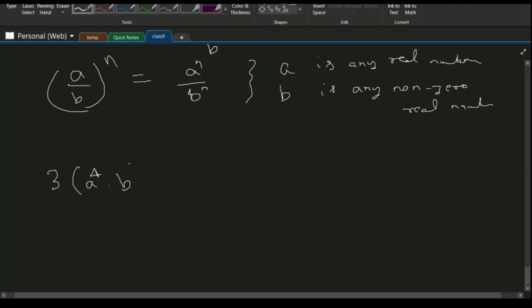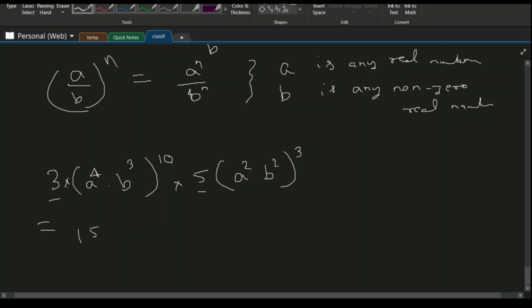So for example, there is a question here: simplify 3 times (a to the power 4 b cube) to the power 10, times 5 times (a square b square) whole raised to the power 3. So how can we simplify that? There is a multiplication here, so I can change the arrangement of these numbers. I can multiply 3 with 5, so this becomes 15.